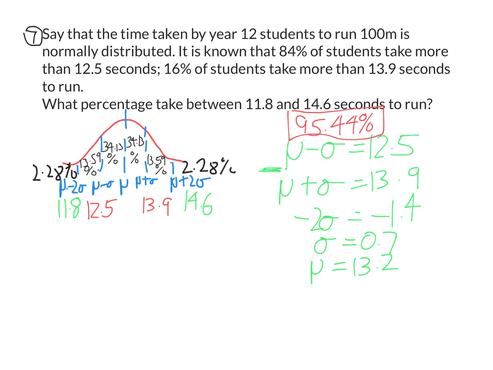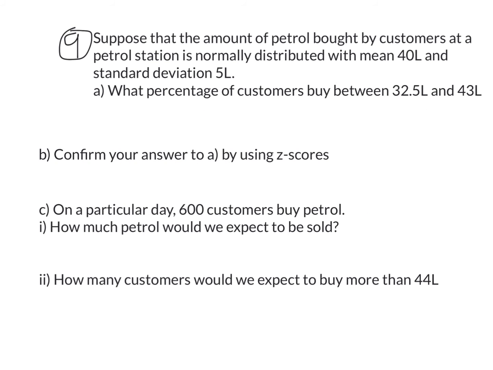All right, let's now look at some questions involving the graphics calculator. So let's try this question here. Suppose that the amount of petrol bought by customers at a station is normally distributed, mean 40, standard deviation 5. So what percentage of customers buy between 32.5 and 43 litres?